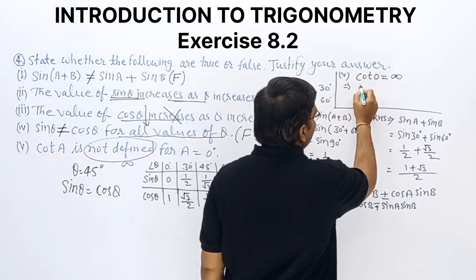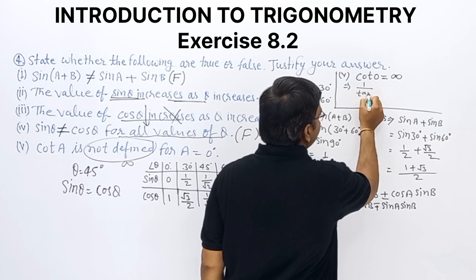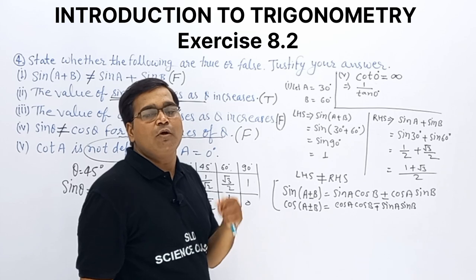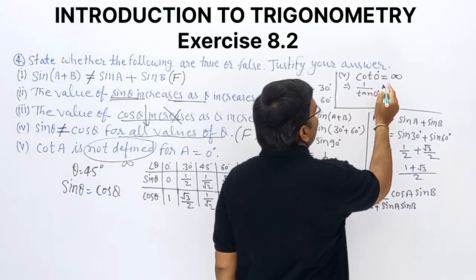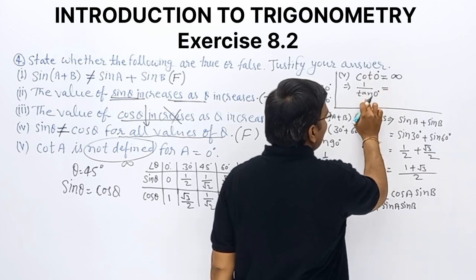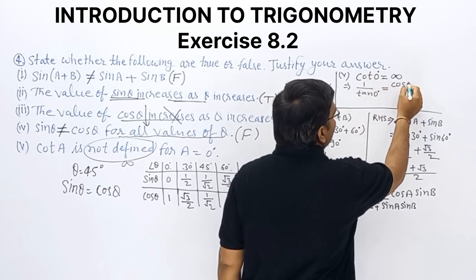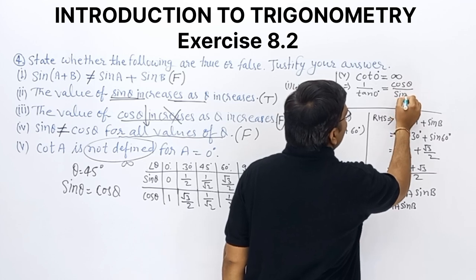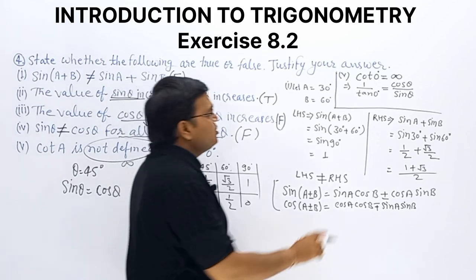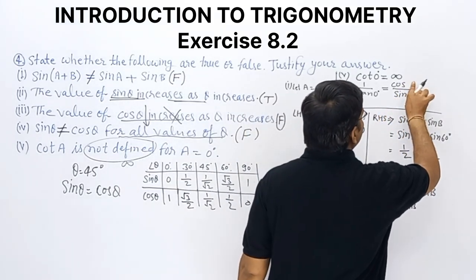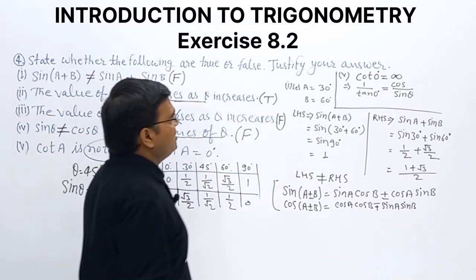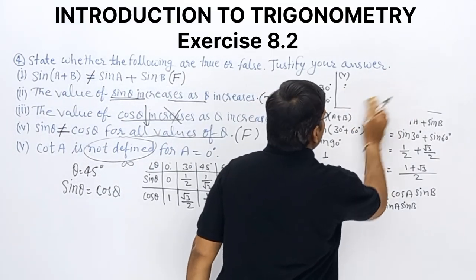Cot 0 can be written as 1 upon tangent 0. Yes or no? Cot theta is the reciprocal of tangent theta, where tangent theta is sin theta upon cos theta. Or we can also say cot theta is the ratio of cos theta upon sin theta. Now theta is what? 0 degree. A equal to what? 0 degree. I am writing clearly so you can understand. I am going to rough this one.